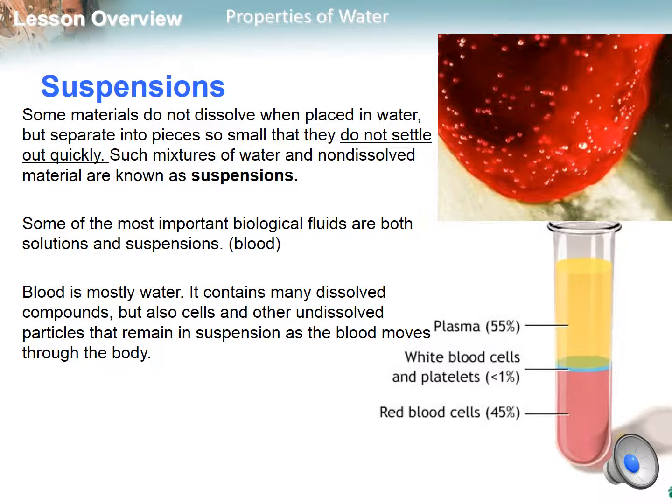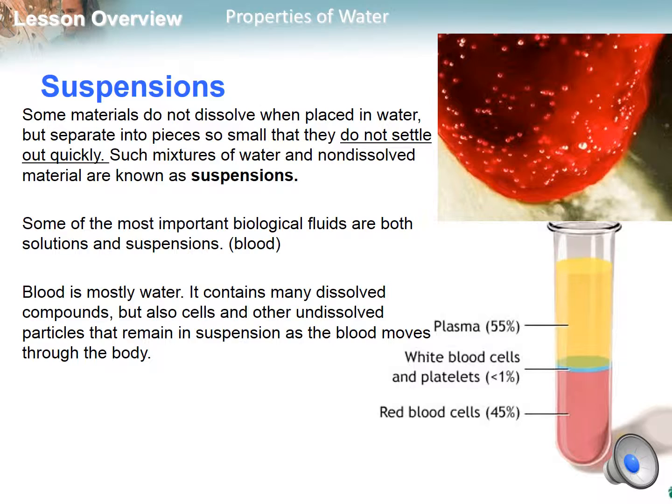Another type of mixture that water can form is a suspension. Basically, a suspension is a mixture where the little pieces don't dissolve and they're kind of floating around in the water. An example of a suspension could be muddy water. It could be Italian dressing, like after you shake it up and the little pieces are floating around in there. Those are examples of suspensions.